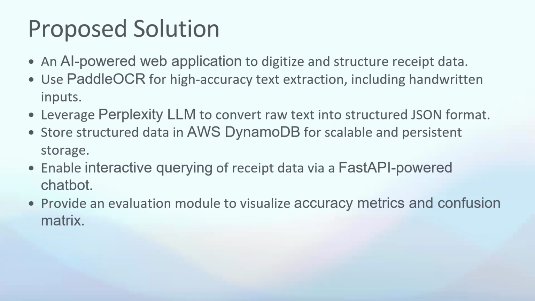We store the structured data in AWS DynamoDB, which gives us serverless, scalable, and low latency access to receipt records. Users can also ask questions about their receipts via a chatbot built using FastAPI, which translates the natural language into PartiQL queries, retrieves the answers, and presents them in real time. Finally, to make the system more transparent and trainable, we added an evaluation and model training demo that visualizes model accuracy, loss curves, and confusion matrices right within the app. All of this is integrated through a clean Streamlit interface, making FormIQ a one-stop solution for receipt intelligence.